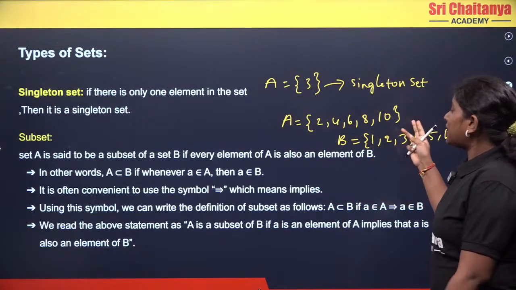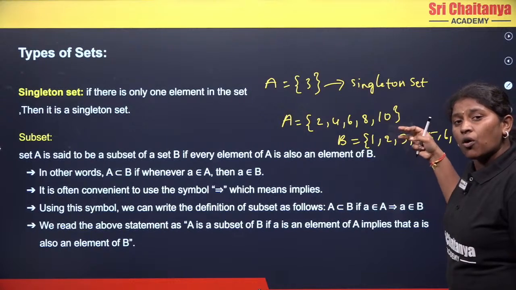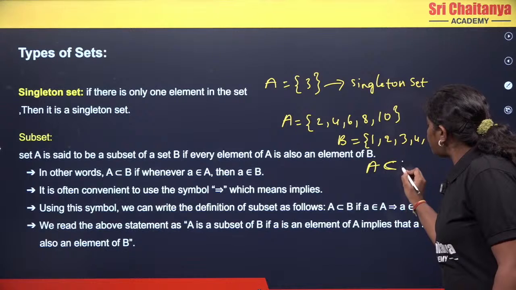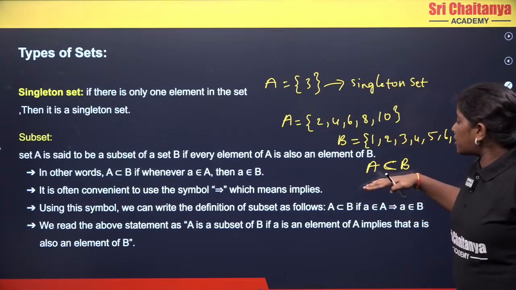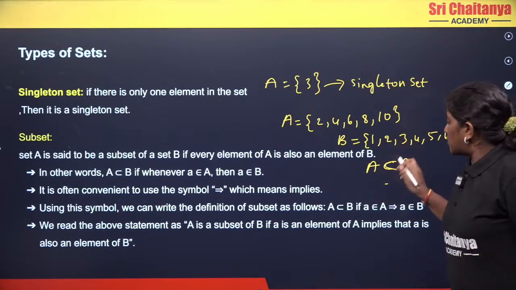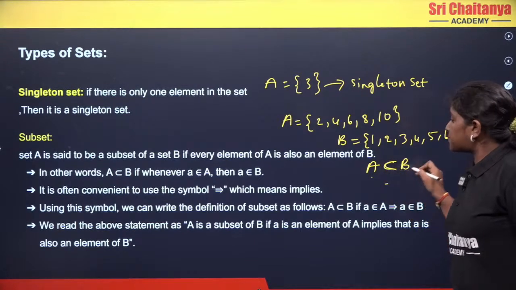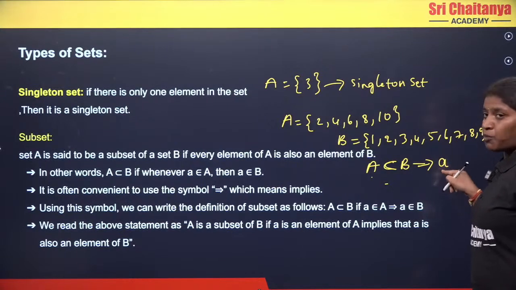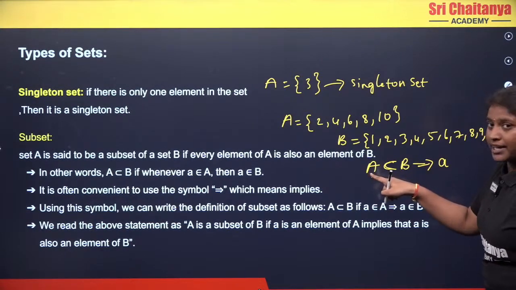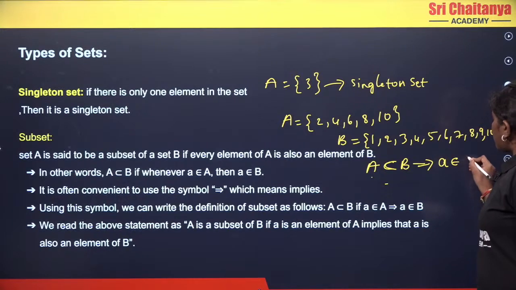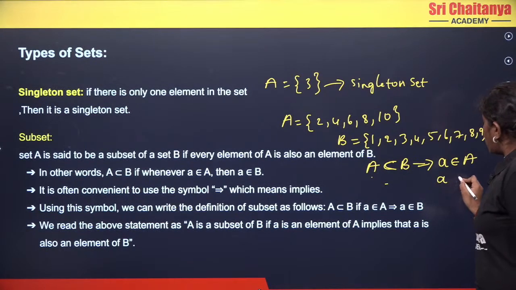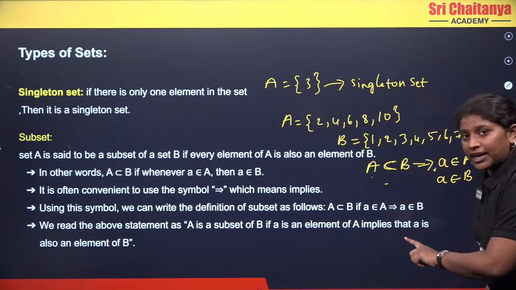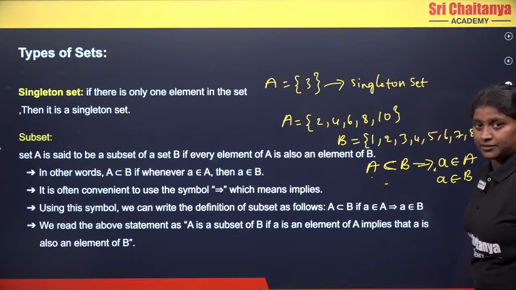It means whatever elements you have in A, all of them are present in the set B. So we can write it as A is the subset of B. This is how we represent the subset, and it is read as A is the subset of B. The condition is, if small a is an element of capital A, that is, small a belongs to capital A, then small a also belongs to capital B. It means every element of the capital A should be in the capital B set.